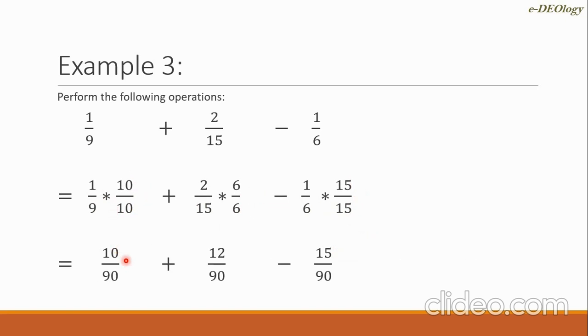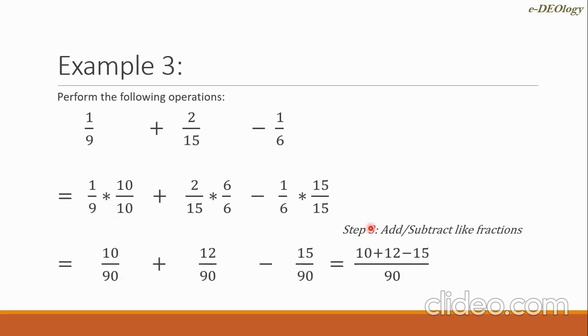So this one becomes 10 over 90. This fraction here becomes 12 over 90. This fraction here becomes 15 over 90. Then we go to step 3. We are now to operate all the numbers in the numerator. So the 10 is here, 12 is here, 15 is here. Of course, the operations here are plus, and this is minus. All over 90. And we simplify all to be 7 over 90.